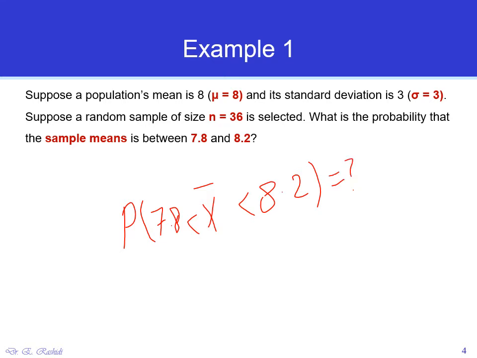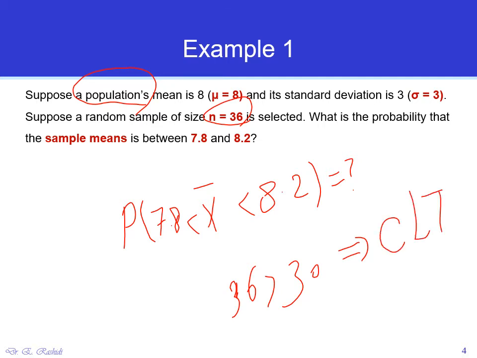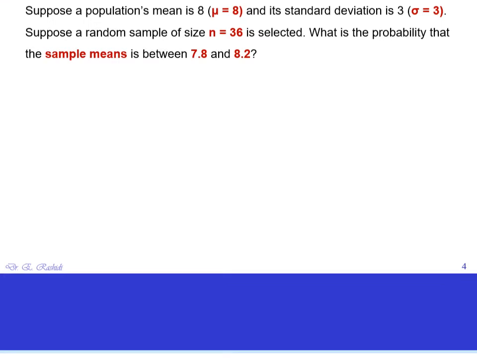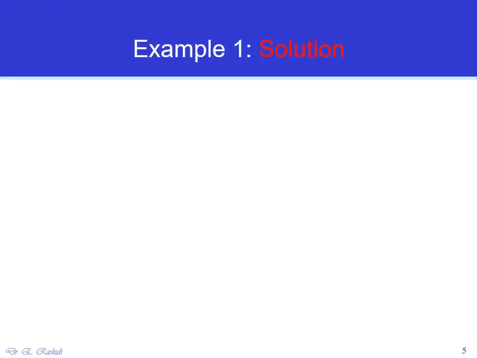Although we do not know the distribution of the population, because the size of the sample is 36 and 36 is greater than 30, according to the central limit theorem, the distribution of the sample means, x bar, would follow approximately a normal distribution with an average of mu, which is 8, and a standard deviation of sigma over the square root of n, which is 3 over the square root of 36. So let's see the solution for the example.